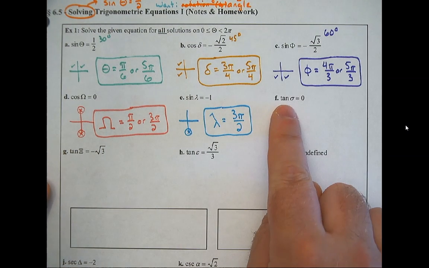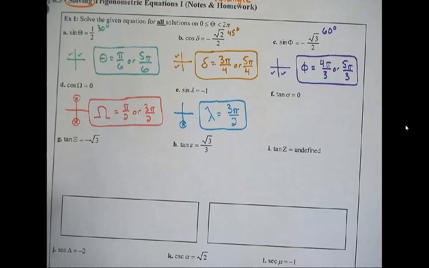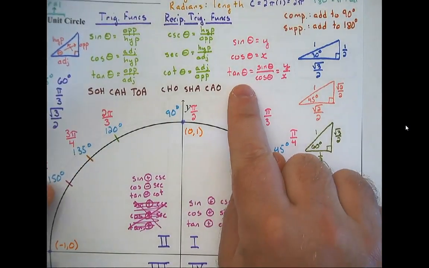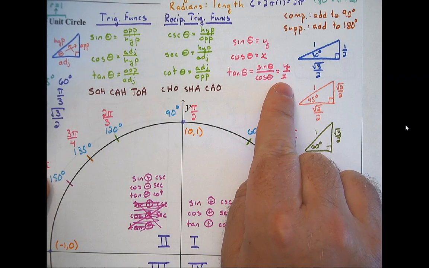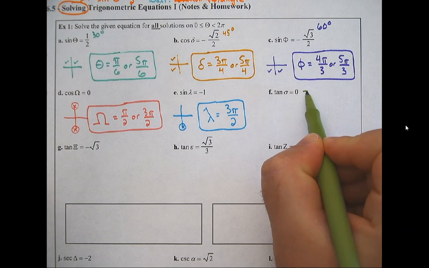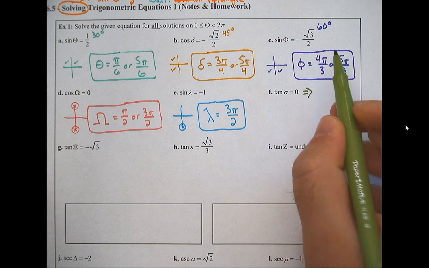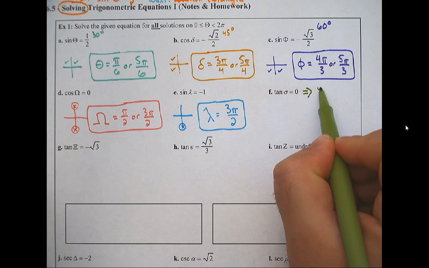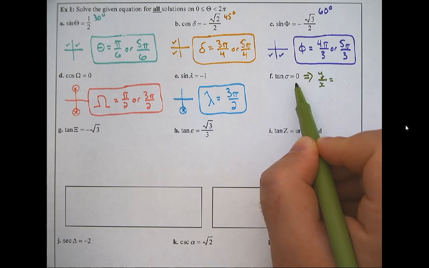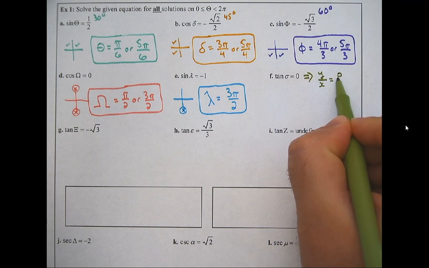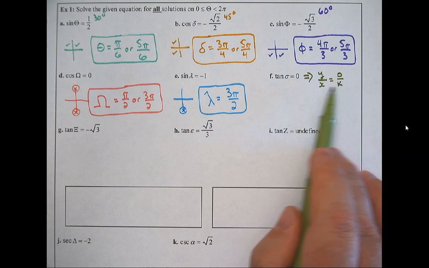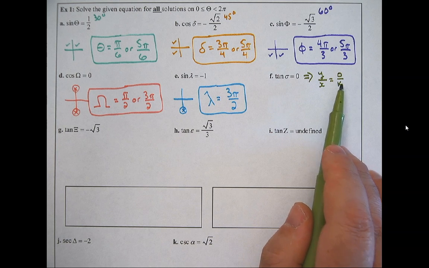Okay, so tangent. Now we finally get to something interesting here. When is tangent equal to 0? Well, let's think. What do we know about tangent? Tangent is sine over cosine. Tangent is also y over x. So it's saying tangent is the same as y over x. And we want to know when that's 0. Well, is 0 okay or no good? 0 is okay. So we're trying to find the places where y is 0 and x can be any number.